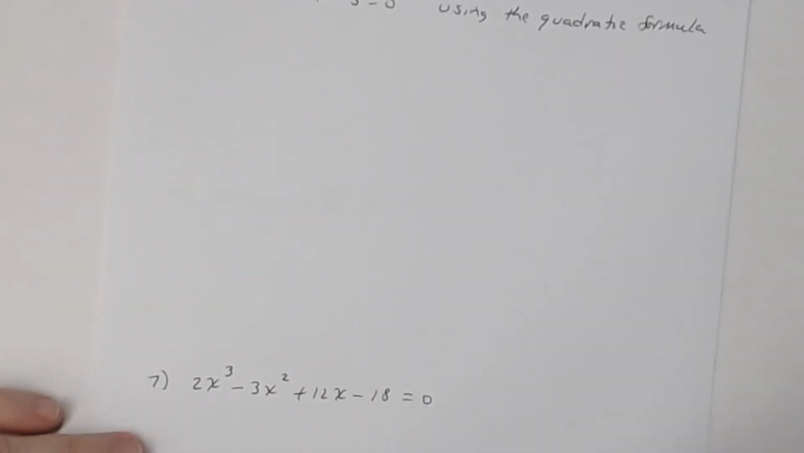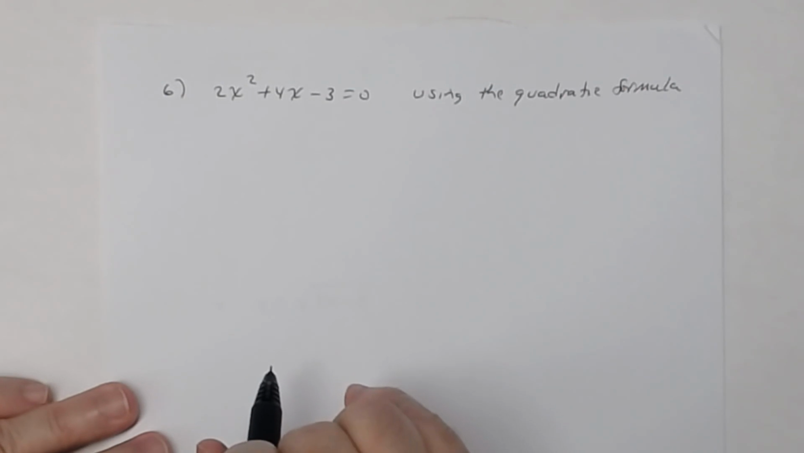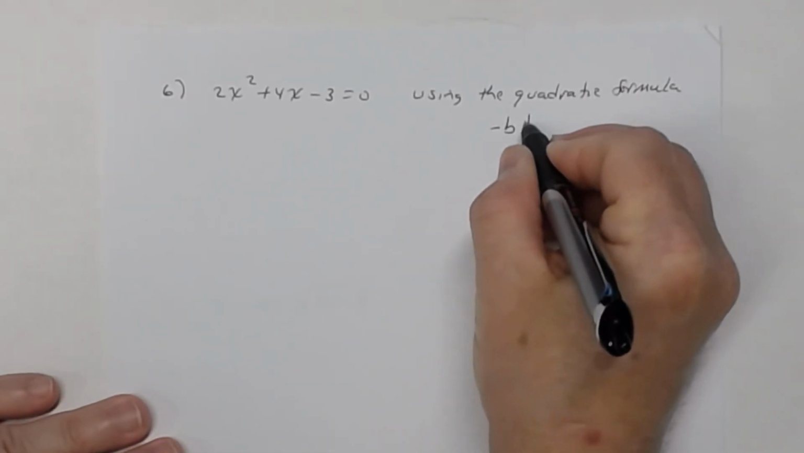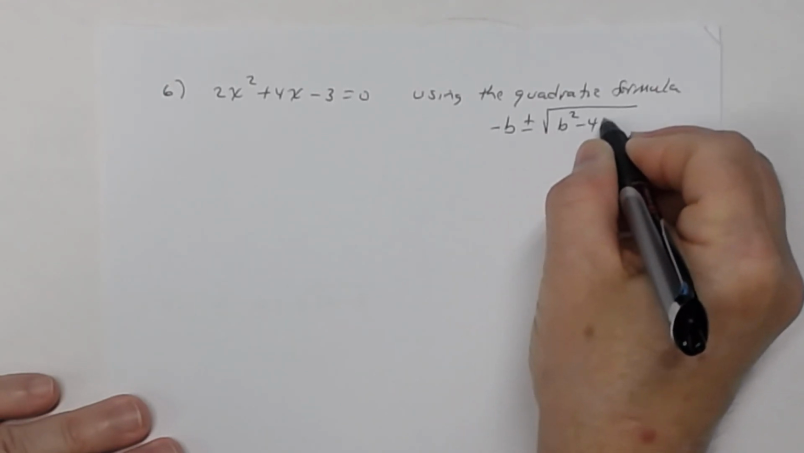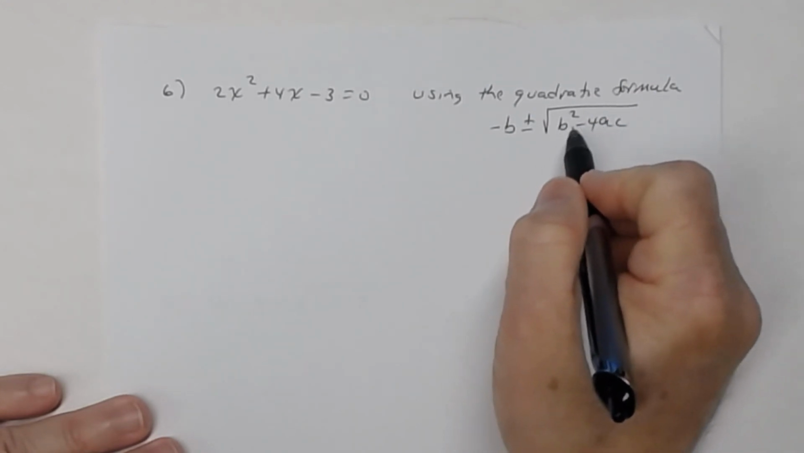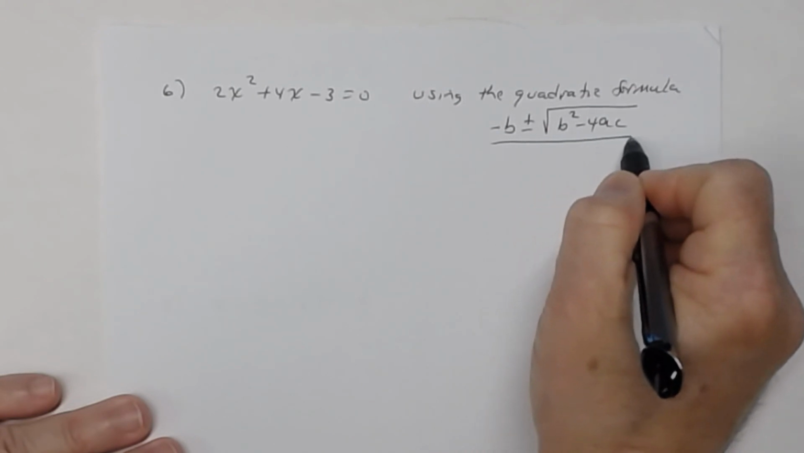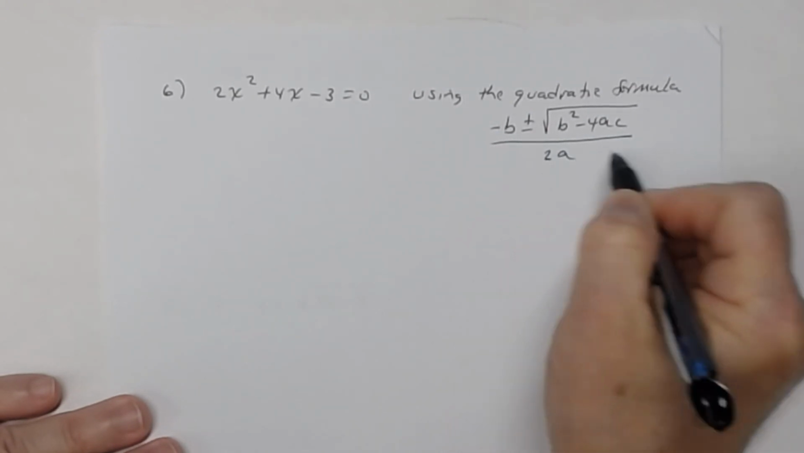Okay, number 6. In number 6, you want to solve this quadratic equation using the quadratic formula. So remember, the quadratic formula is the opposite of b plus or minus the square root of b squared minus 4ac. So b squared minus 4ac has to be inside the square root symbol. All of that, notice from here to here, is being divided by 2a.